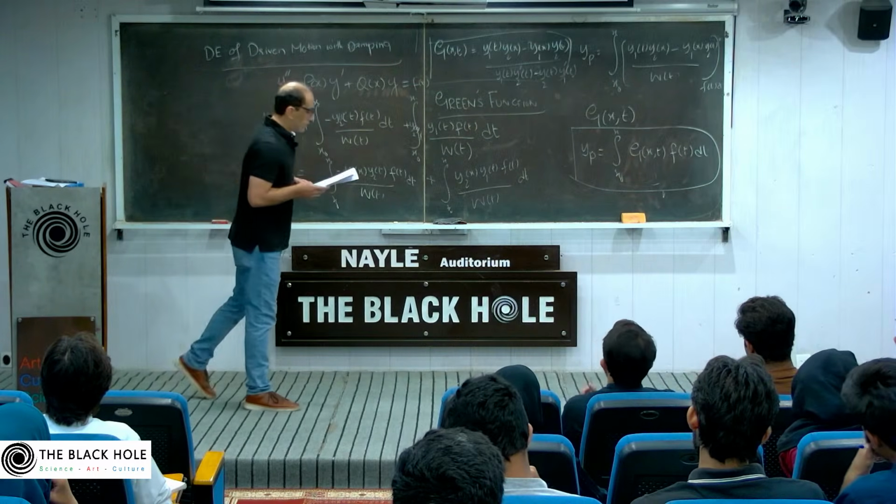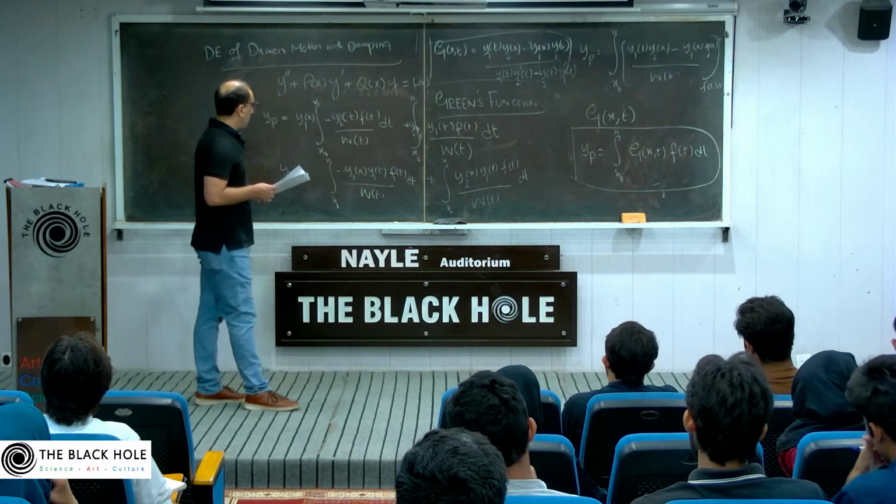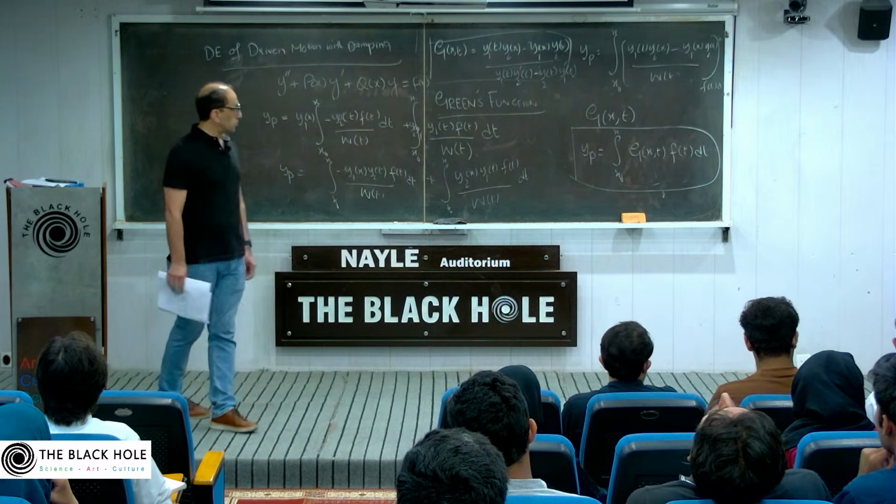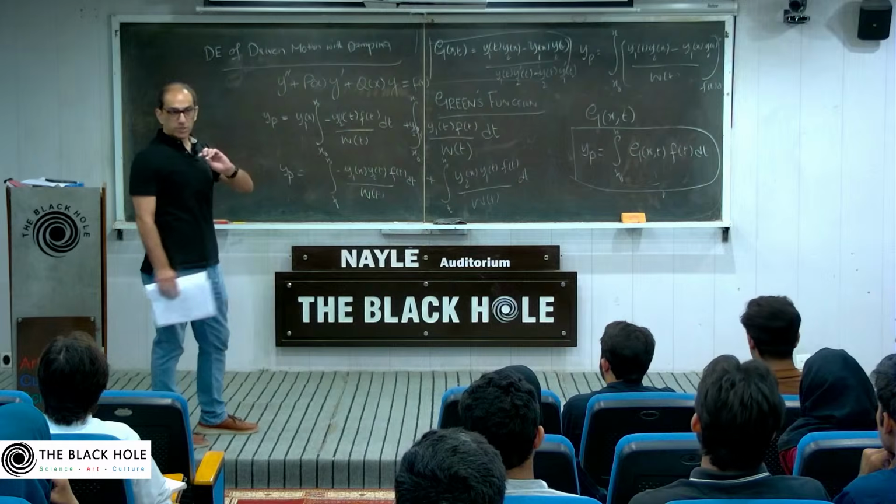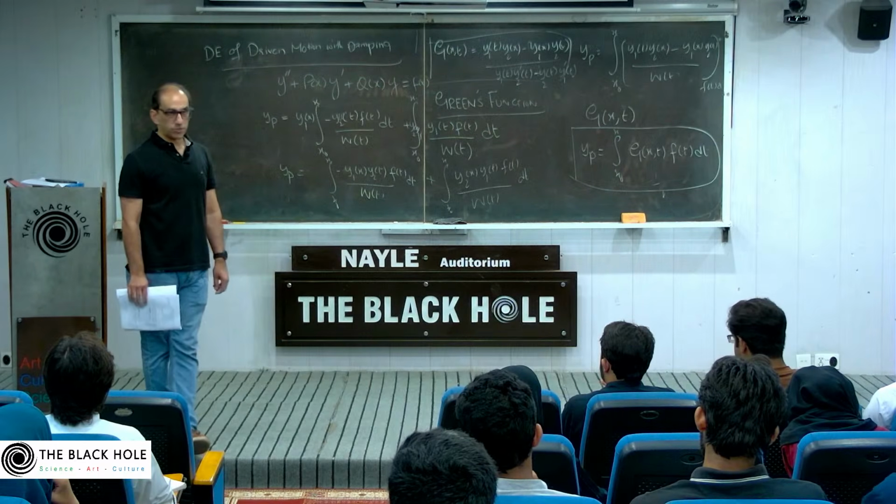Okay. So now that you understand this, we can go on and do an example. If you have any questions up till now, please ask. There is nothing new that we have done. It's just that we have constructed the Green's function using the already known knowledge from the method of variation of parameters.